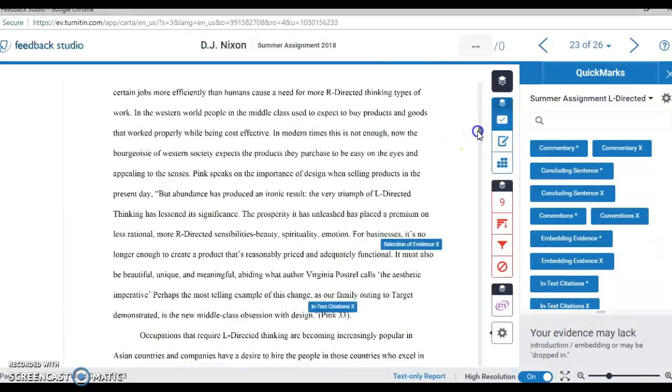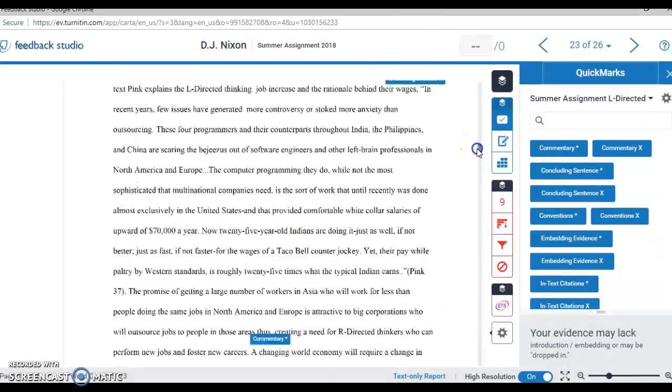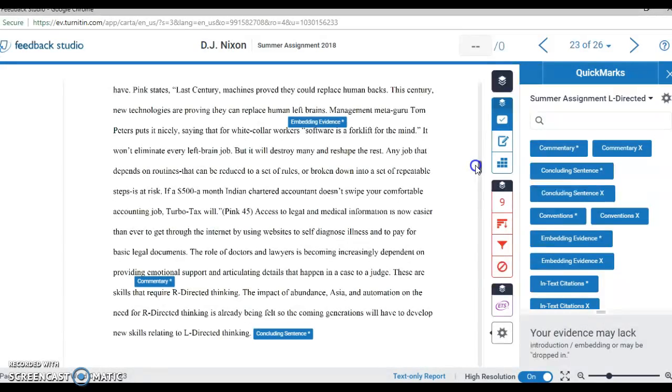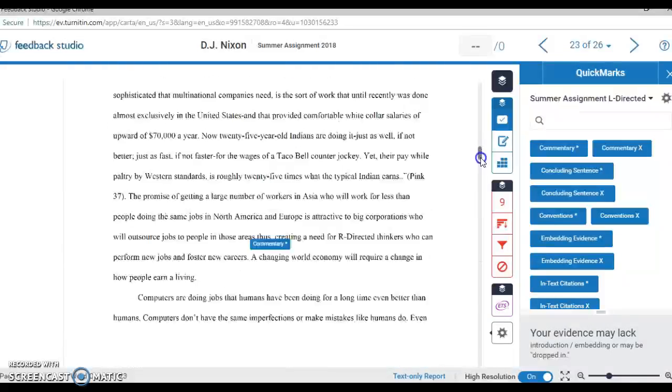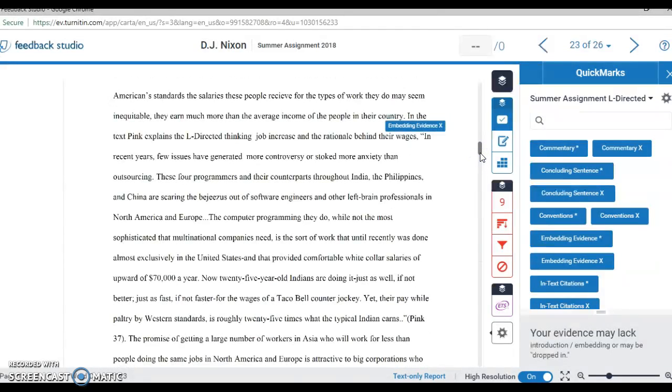In terms of embedding your evidence, or how you're integrating it, let me actually find an example. You have some examples that are really nicely embedded. For example, if I read this one out loud, it says, management meta guru Tom Peters puts it nicely, saying that for white-collar workers, software is a forklift for the mind. That's really nice because even with the quote, it blends right in with your own writing and it reads really smoothly. However, you do have some moments, DJ, where it's not as smooth.